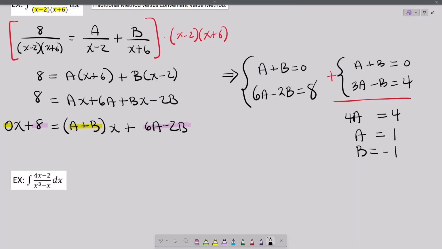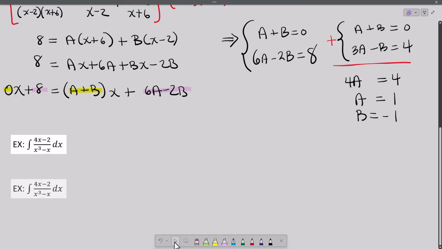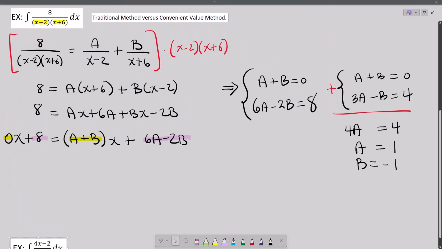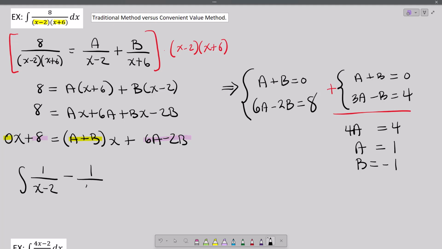So once you get one of the letters, you can plug it into either of the original equations and you get the other letter. So now we know our original fraction, we know how to decompose it. So we are going to have the integral of a over x minus 2, so 1 over x minus 2, and then b, -1 over x plus 6.